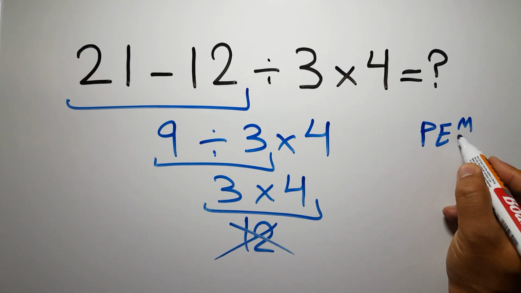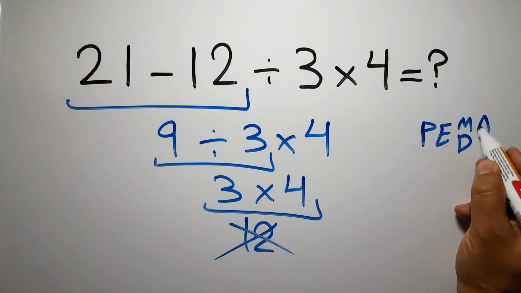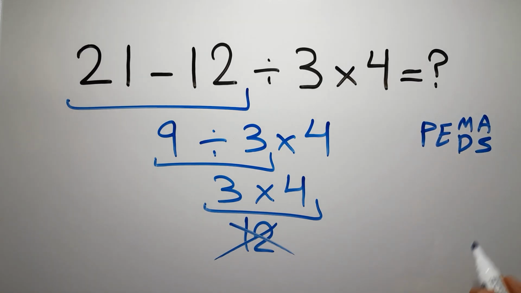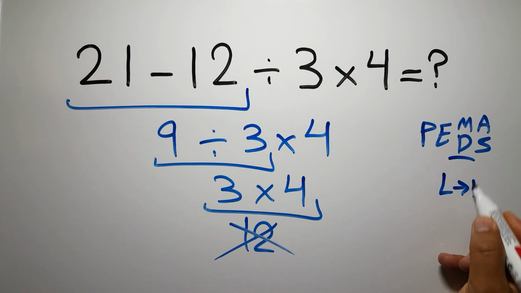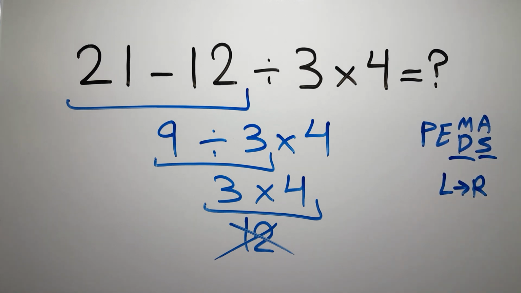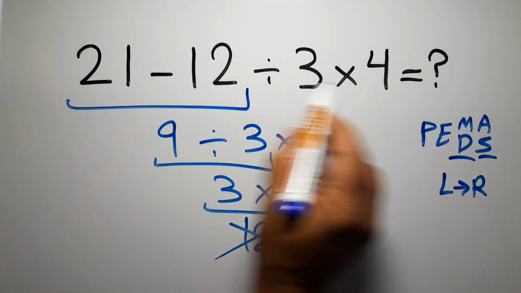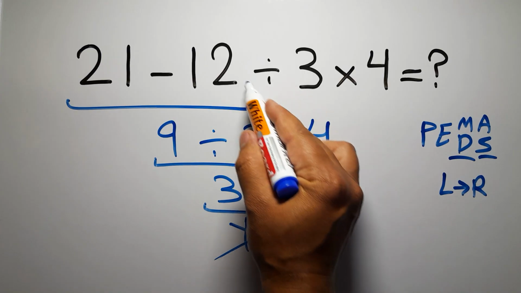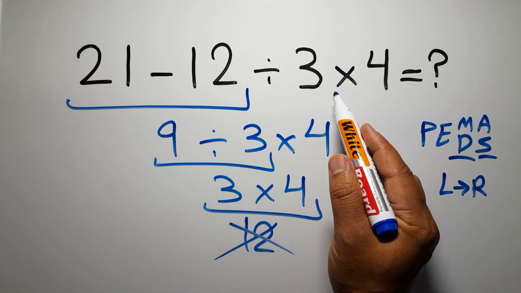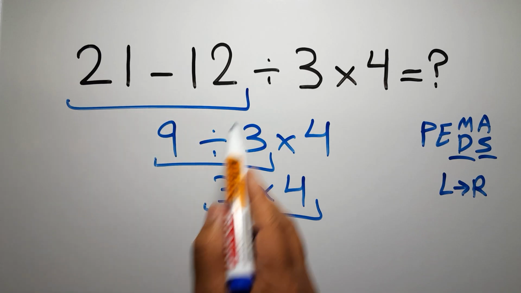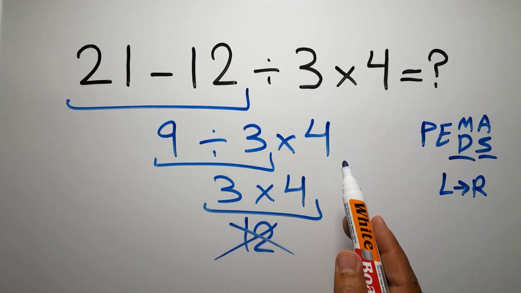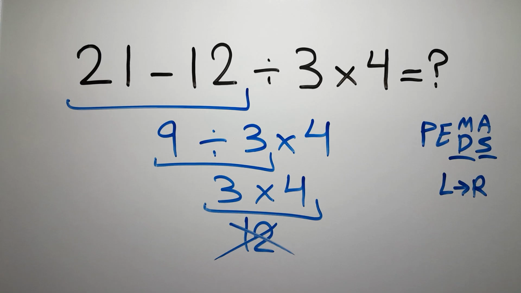exponent, then multiplication or division, and finally addition or subtraction. Remember that multiplication and division have equal priority, and we have to work from left to right, and the same applies to addition and subtraction. So here, first we have to do this division, then this multiplication, and finally this subtraction. If you do this subtraction before this division or this multiplication, it is wrong.